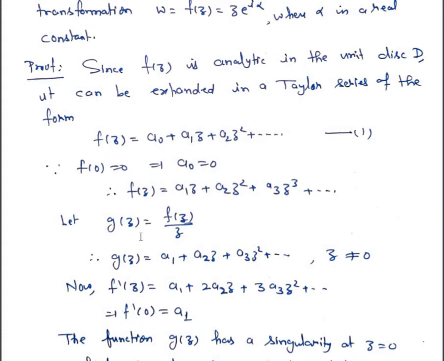Now define a function g(z) given by f(z) upon z. So therefore g(z) is equal to a1 plus a2 z plus a3 z square and so on, where z is not equal to 0. Now if we differentiate f(z), we get f dash z is equal to a1 plus twice a2 z plus 3 a3 z square and so on. And now if in this equation we put z is equal to 0, we get f dash 0 is equal to a1.